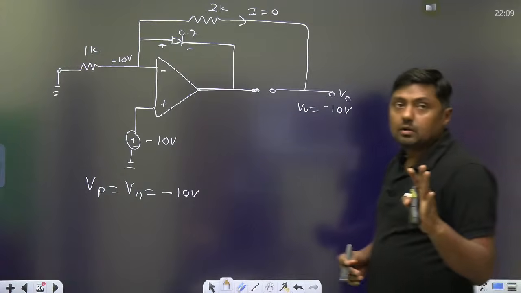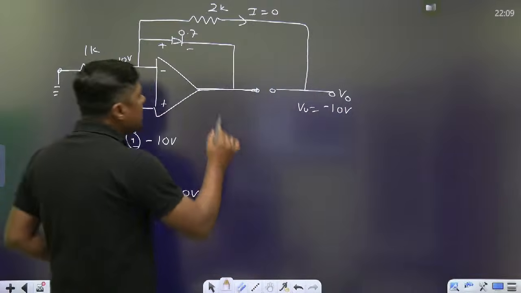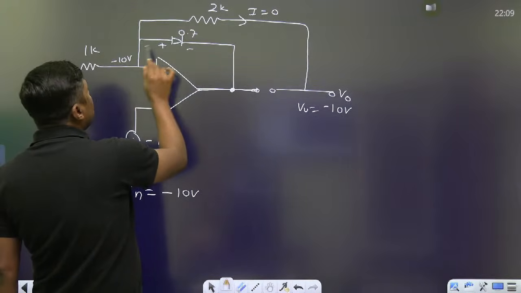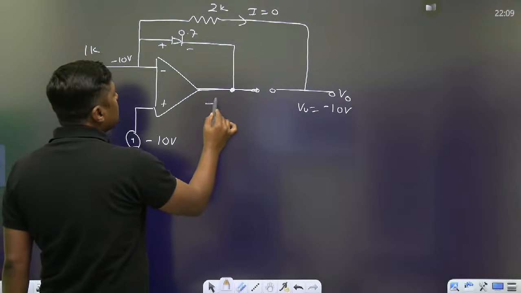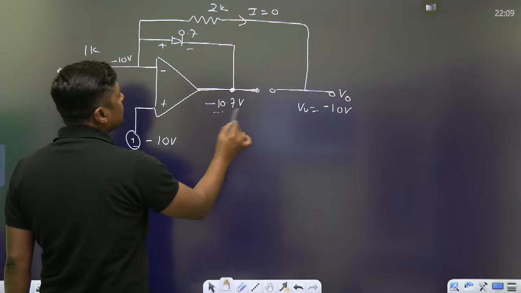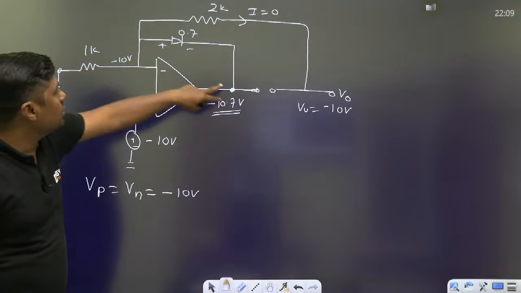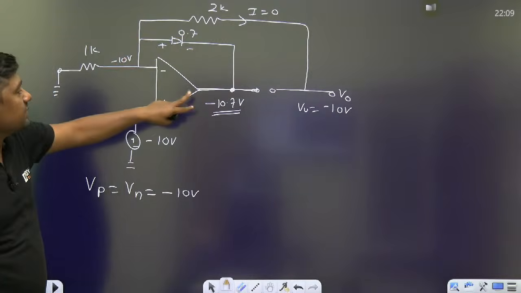Right. Minus 10 volt. Now what is the voltage at this point? At this point, the voltage is minus 10. Minus 0.7. What is the voltage at this point? Minus 10.7 volt. Because this is the minus 10, this is the 0.7 volt. So what is the voltage? 0.7 minus 10, minus 10.7 volt.